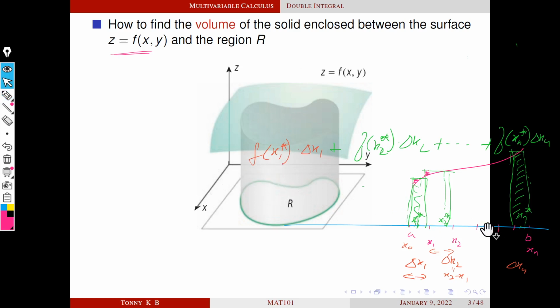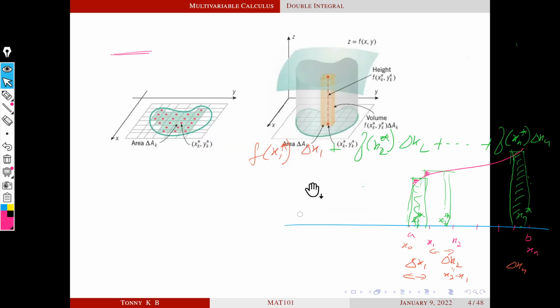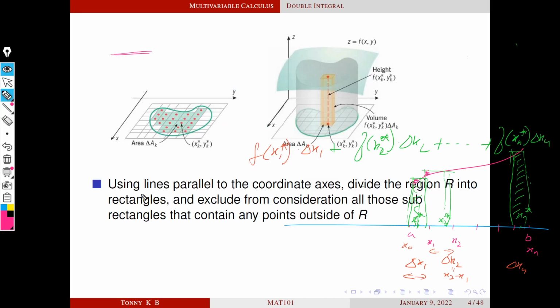Okay, here we subdivide the interval into small intervals. Instead of small intervals, here we are going to divide the region by small rectangles. Clear? Using lines parallel to the coordinate axes. Okay, that means lines parallel to y-axis and x-axis. Then you have so many rectangles in this region.